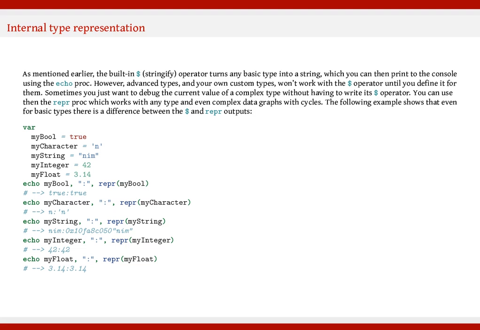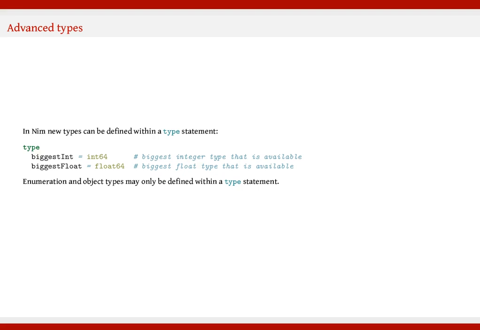echo myInteger, repr(myInteger) # 42 42. echo myFloat, repr(myFloat) # 3.14 3.14.